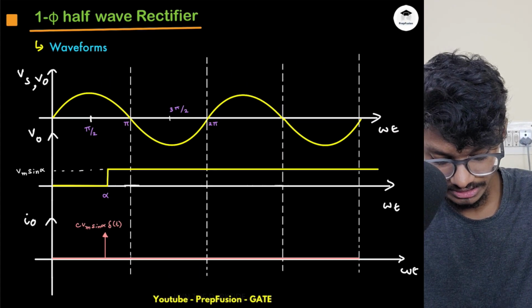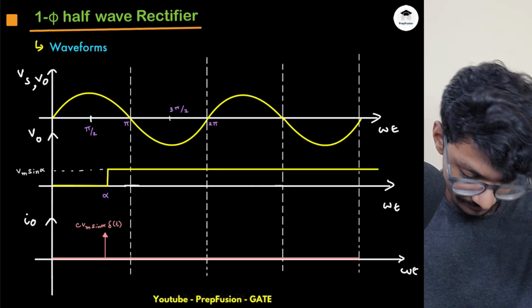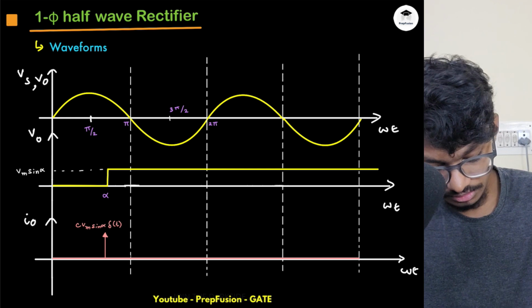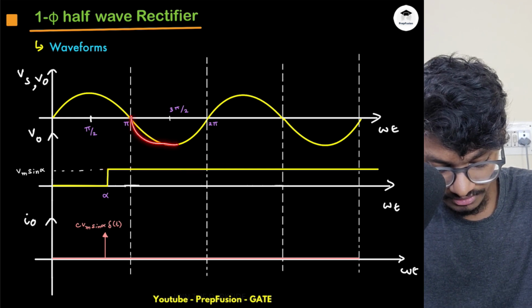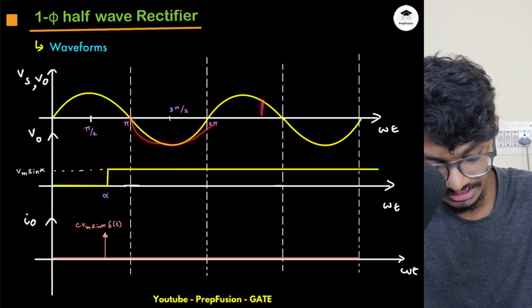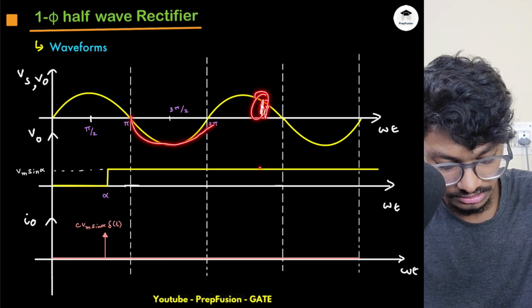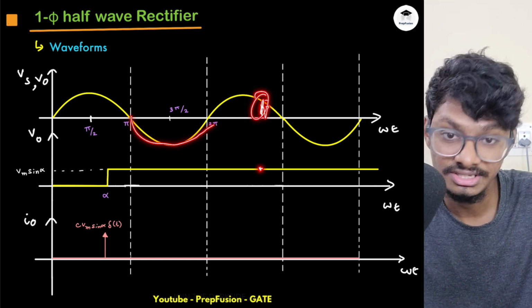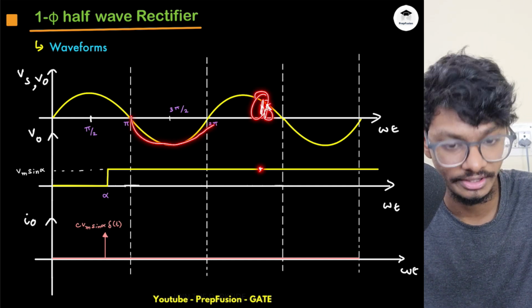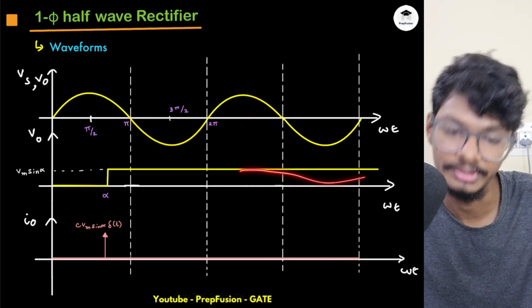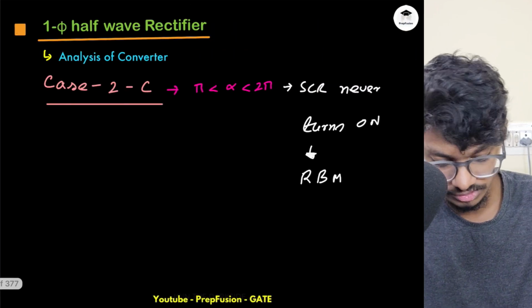Okay, C Vm sin alpha into delta of t, that is the area of this impulse, and then it will remain at that, because after this point I will trigger my SCR here only. If I trigger my SCR here, the anode to cathode voltage is 0, and just after that it goes to negative. Hence this will not turn on, and this will remain at this. Okay, so this will be the waveforms of the capacitor.